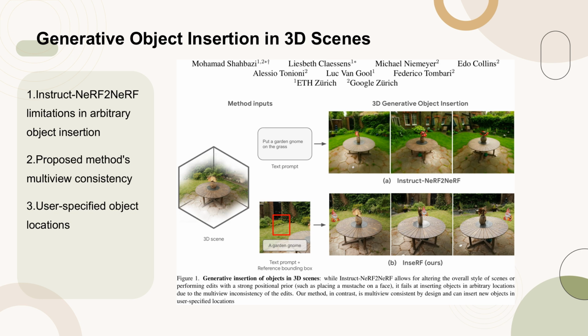Instruct-NeRF2NeRF can alter the overall style of scenes or perform edits with a strong positional prior, such as placing a mustache on a face. However, it struggles with inserting objects in arbitrary locations due to multi-view inconsistencies. In contrast, our method ensures multi-view consistency by design and can insert new objects in user-specified locations.